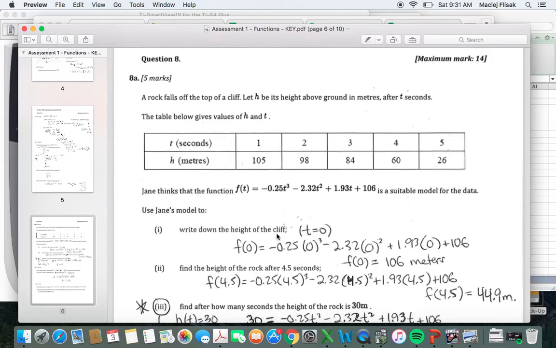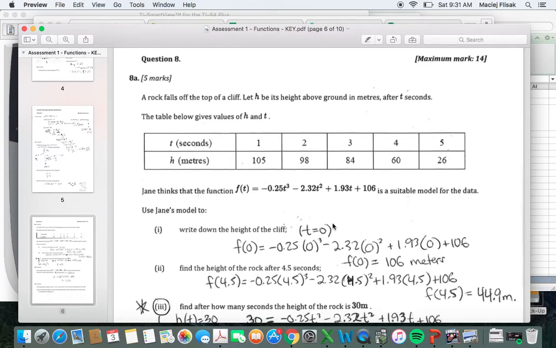Well, how do you find the height of the cliff? We know if this is the model that we want to use, the height of the cliff will be found when time is zero, and that's what I put here. Because at time zero, nothing has happened yet. Time zero means the beginning of whatever's happening. So no time has passed. The rock is just sitting on top of the cliff.